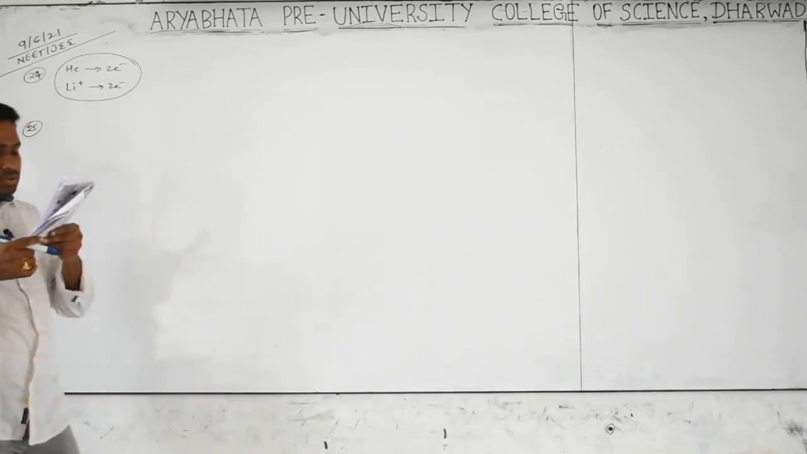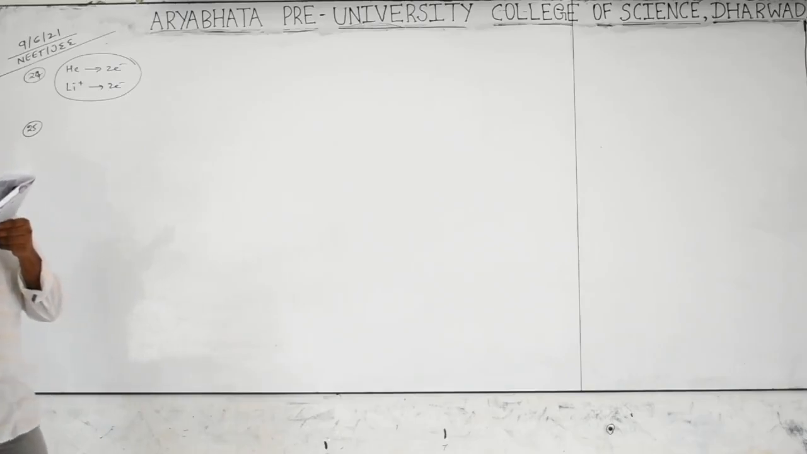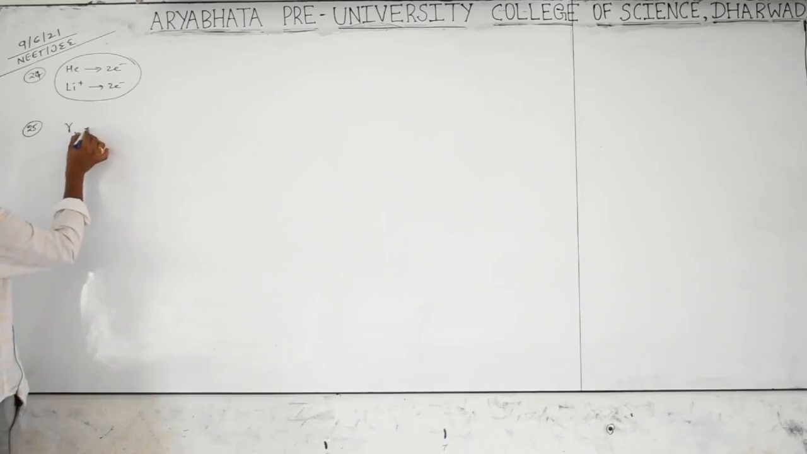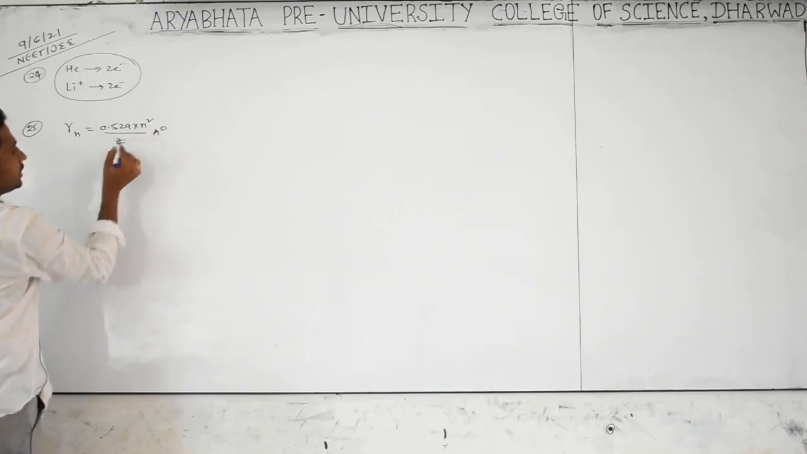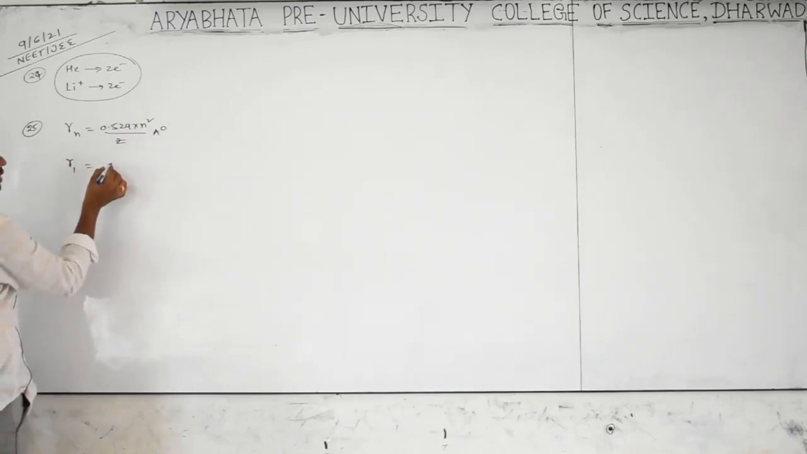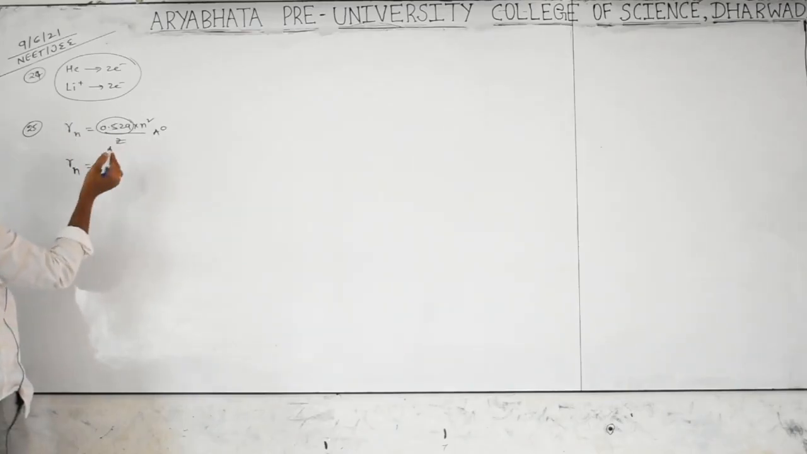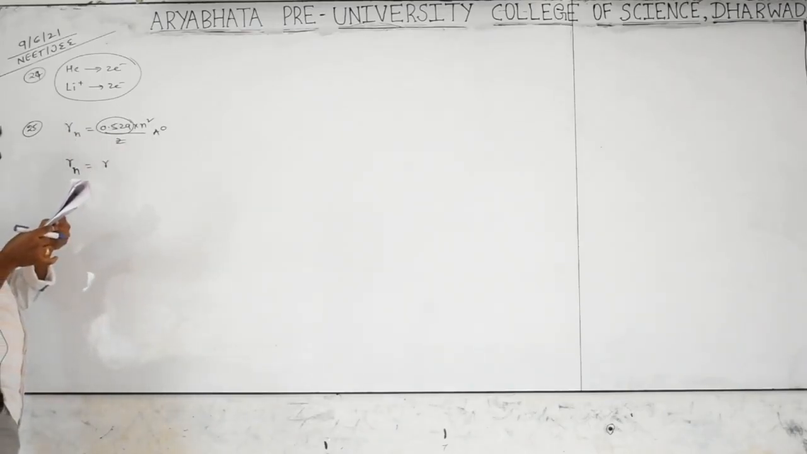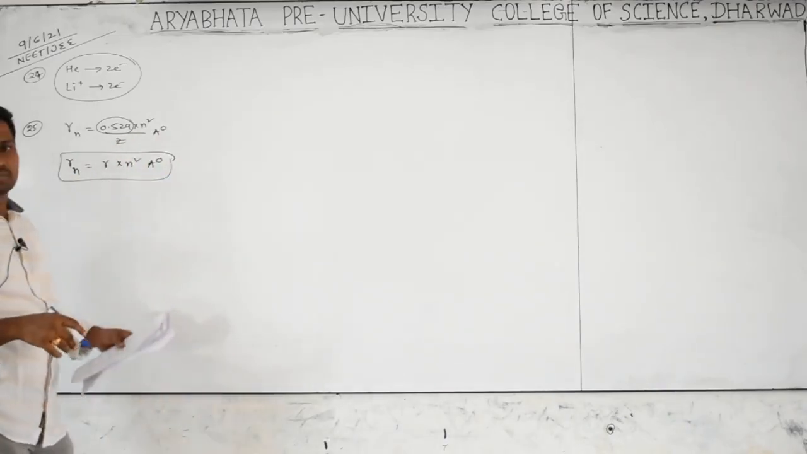25. If R is the radius of the first orbit of the hydrogen atom, then the radius of the nth orbit in hydrogen atom will be, as I told you, the formula for the radius of the nth orbit: 0.529 into n square by Z angstrom units. The radius of the first orbit is given as R, so the radius of the nth orbit is R into n square angstrom units. That's it. All of you clear?